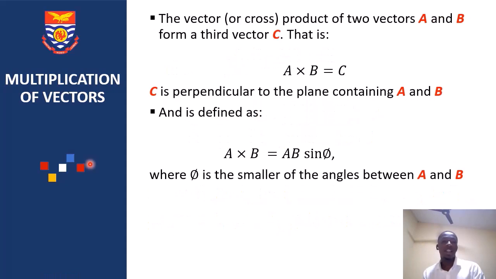Let's look at a vector product, or a cross product. We define a cross product as, say we have vectors A and B and we want to find a cross product between them for a third vector C, then it's going to be A cross B equals C. And C is perpendicular to the plane containing A and B. And it's defined as A cross B equals AB sine of theta, where theta here is the small angle between A and B.